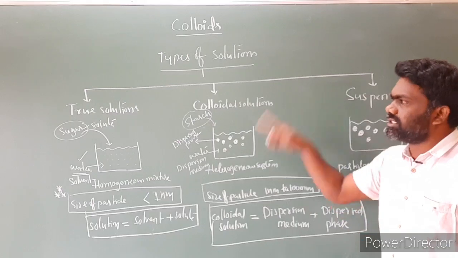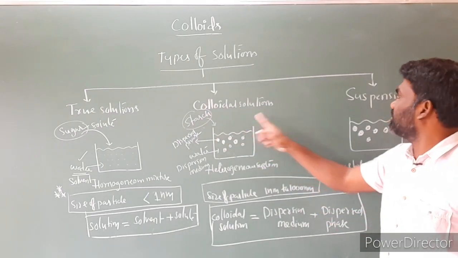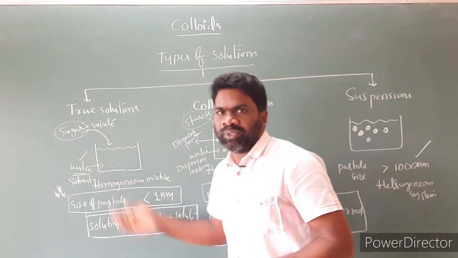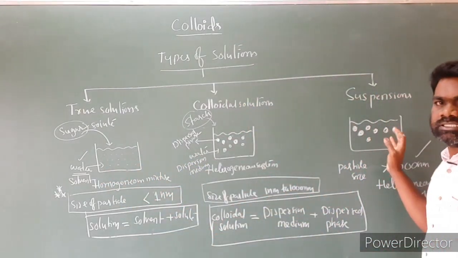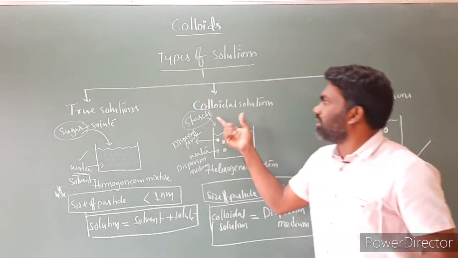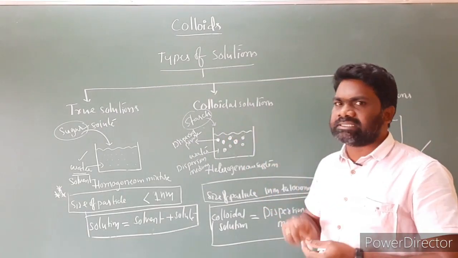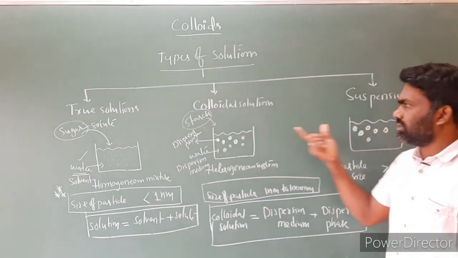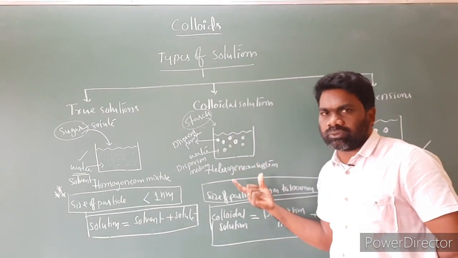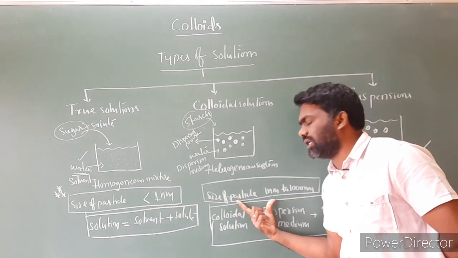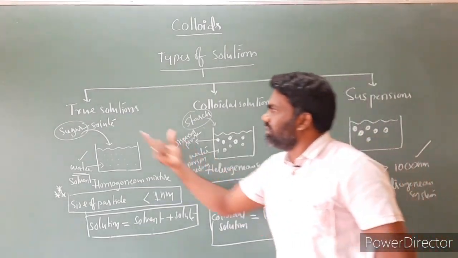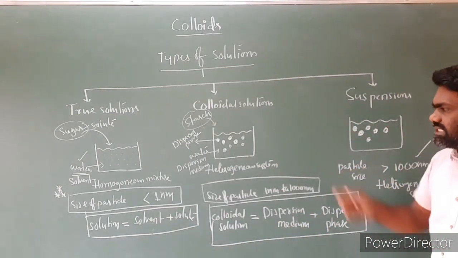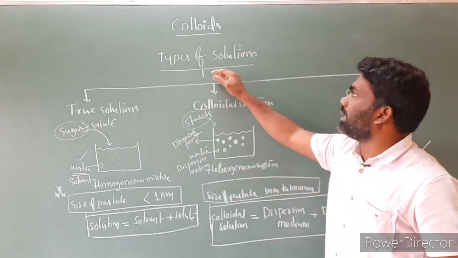Now what is the point to understand from this comparison of true solutions, colloid solutions and suspensions? The true solutions' particle size is very small and the suspensions' particle size is very large, and the colloidal solutions' particle size is intermediate between true solutions and suspensions. So this is regarding the types of solutions.